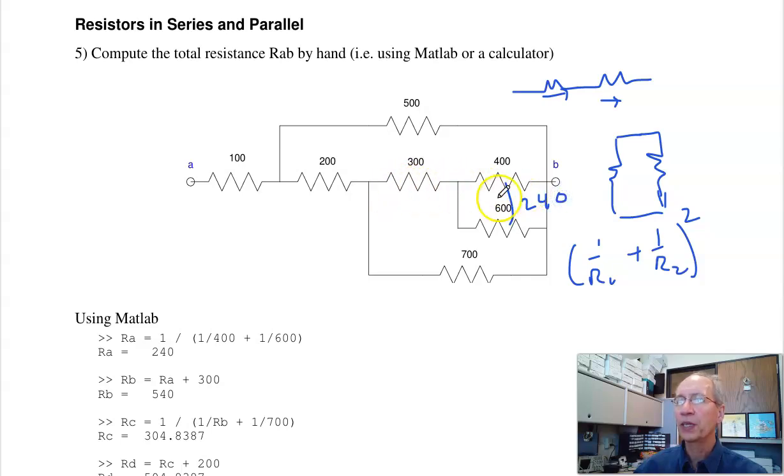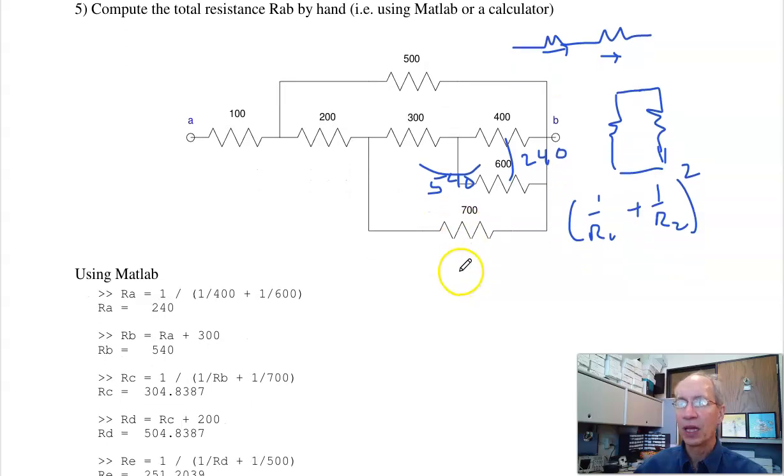That is in series with 300. In series they add, so together that gives you 540 ohms. That 540 is in parallel with 700. Adding them in parallel gives you 304 ohms, so all this together is 304.